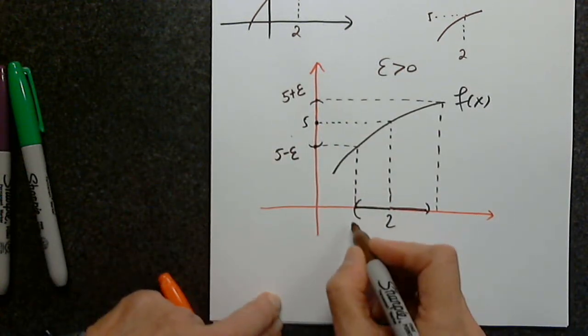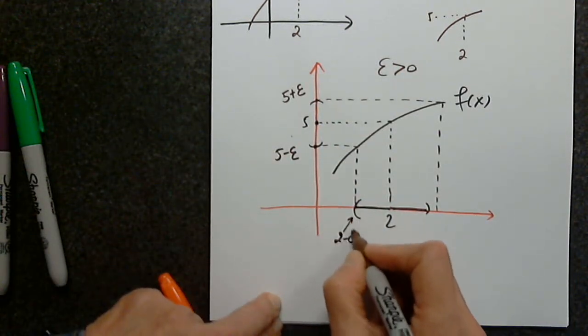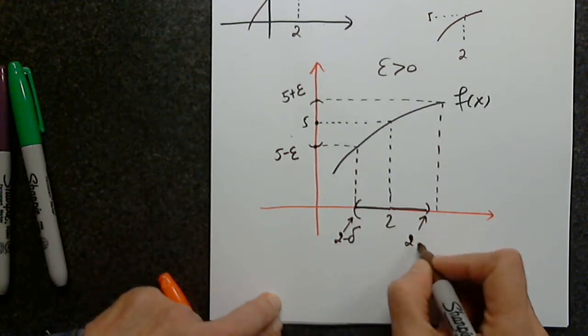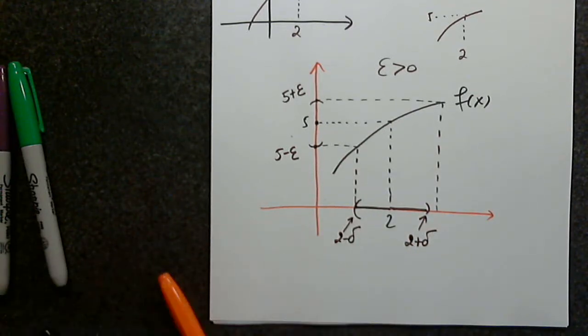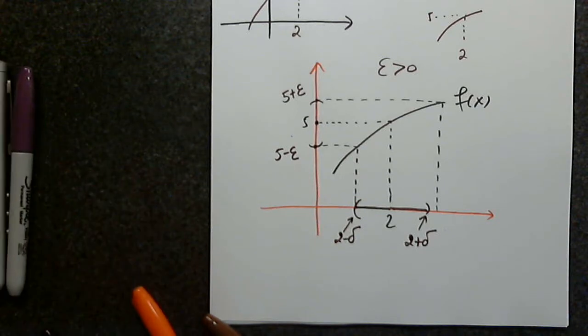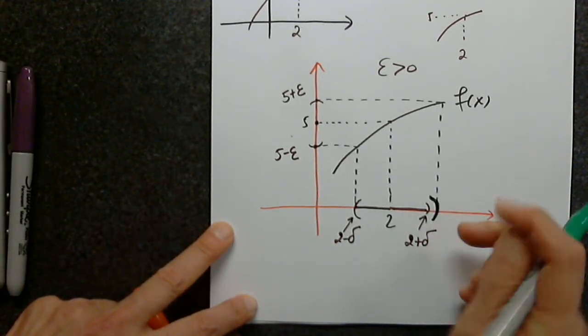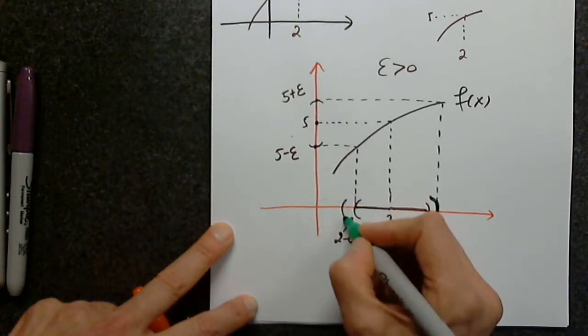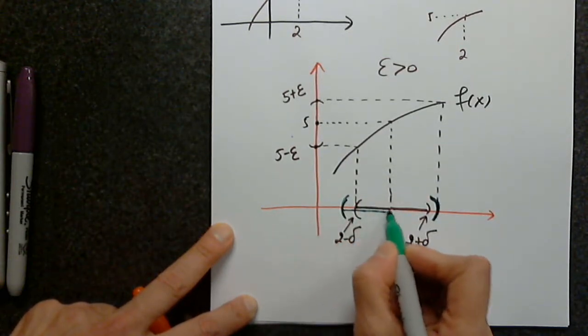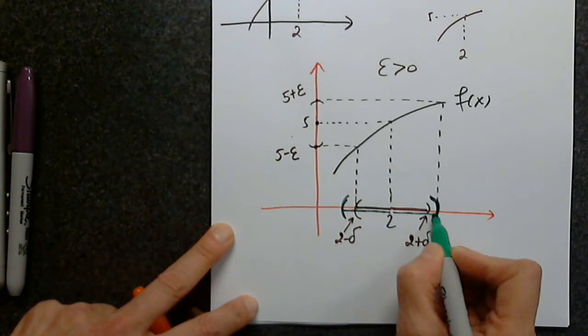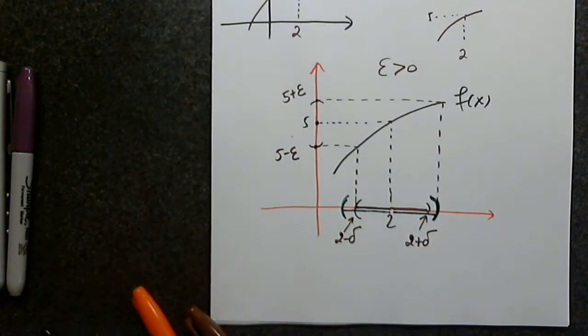I have this possibility, and this will be 2 minus delta, and this will be 2 plus delta. Or I have this possibility. This is the second option. There is only one option, but I have to show you both, and we'll discuss which one is the one that we have to pick.